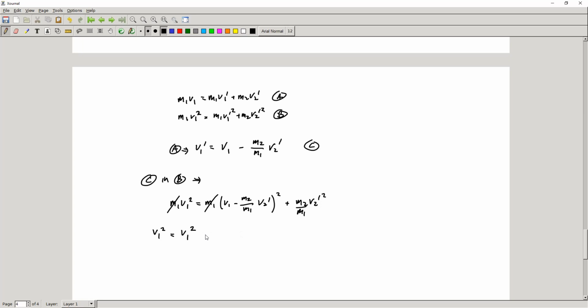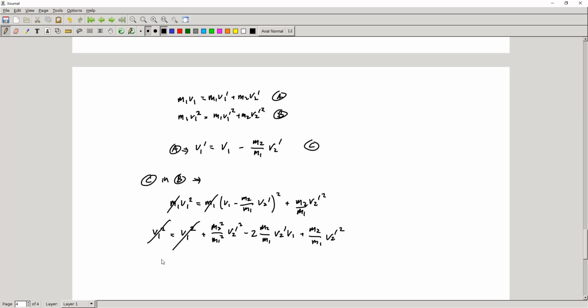I'm going to have an M2 squared over M1 squared times V2 prime squared. I'm going to have a minus 2, from the cross term. We're going to have a minus 2 M2 over M1 V2 prime V1, and then we have this leftover last term left here, right? So we can subtract this term from both sides, and then we can start to group things up, right?